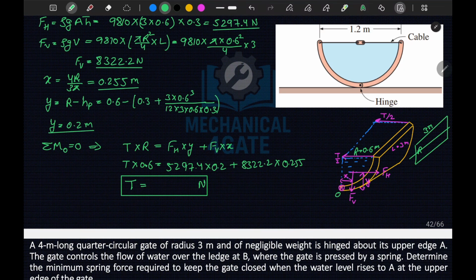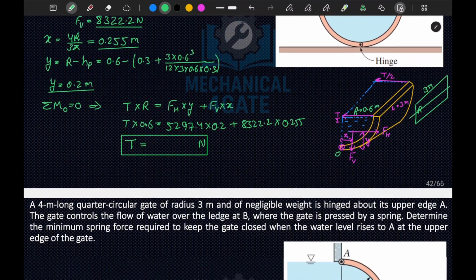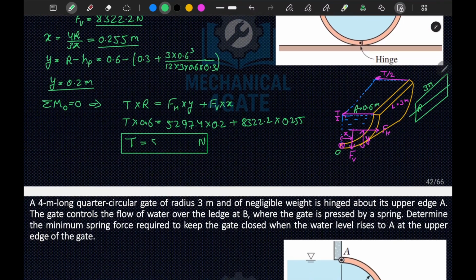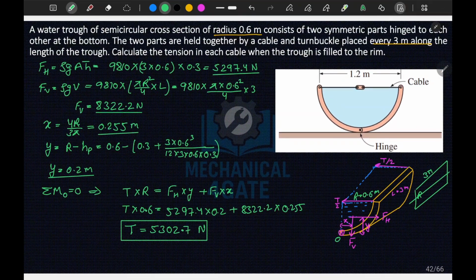after it is multiplied by 2 into 2, so this becomes 5302.74 Newton. Okay, I hope you get this solution.